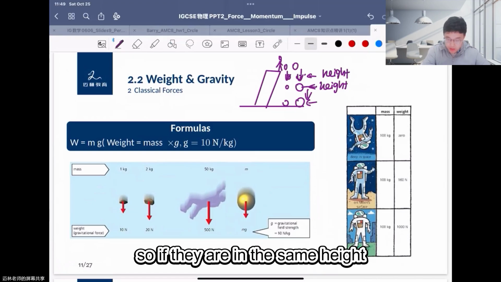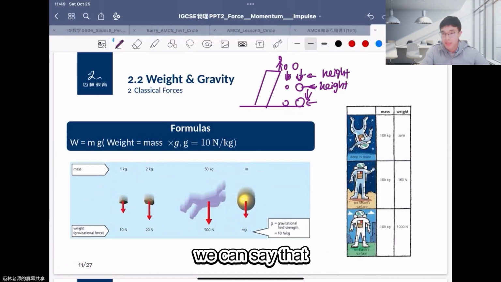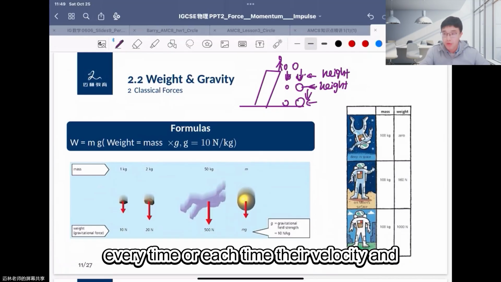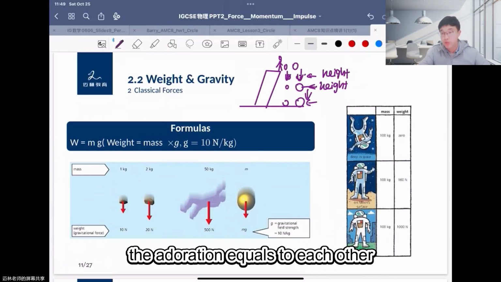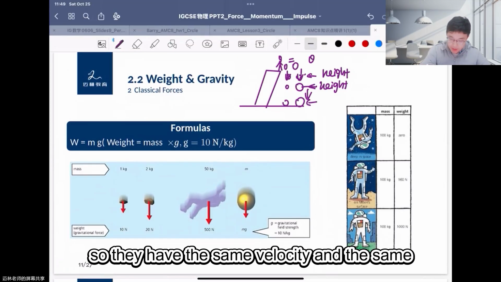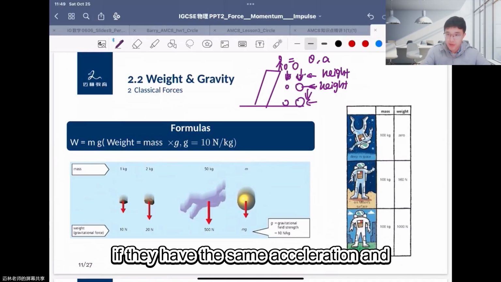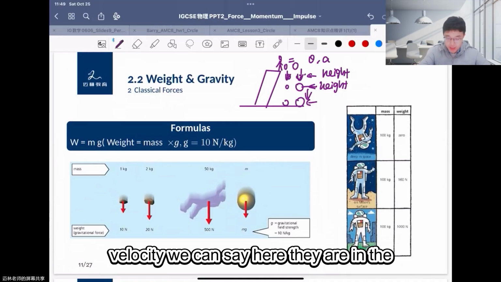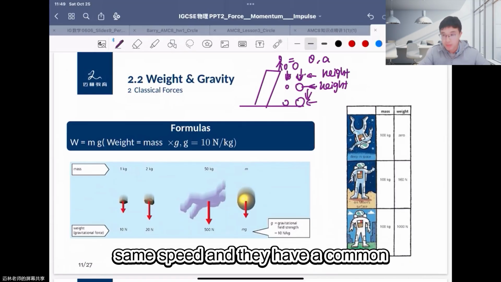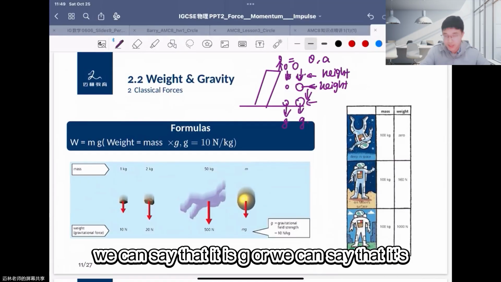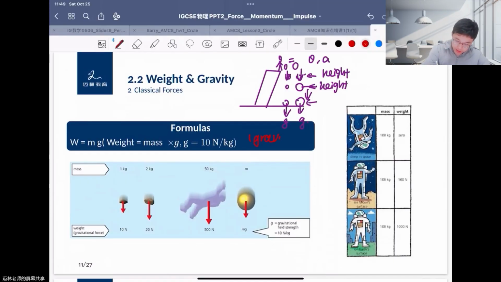If they are at the same height, then at each moment their velocity and acceleration equal each other. So they have the same velocity and the same acceleration. They have the same speed and a common acceleration downwards. We call it g, the gravitational field strength from the Earth.